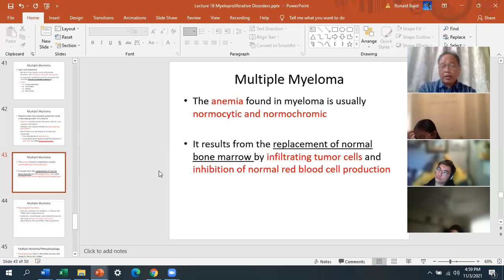So just remember on the white blood cells, if it's low, it's a viral disease. If it's slightly elevated, 15 to 20,000, it's probably a bacterial infection. And if it's higher than 50,000, then it's probably leukemia. All right.